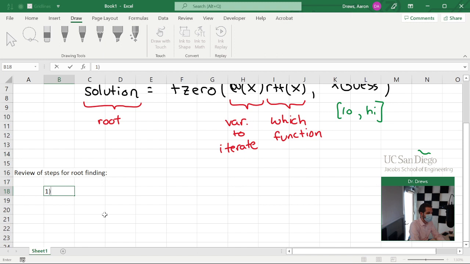There were about 5 steps, and some of them are a little bit shorter than others. First, you want to write the function and identify the variable. That doesn't have to be a closed form function.